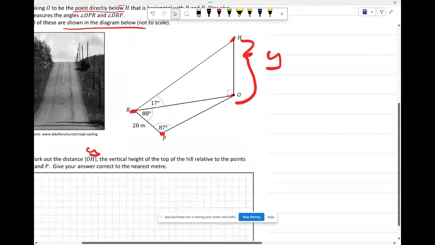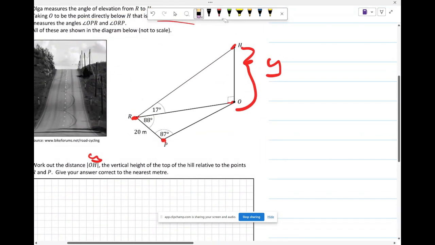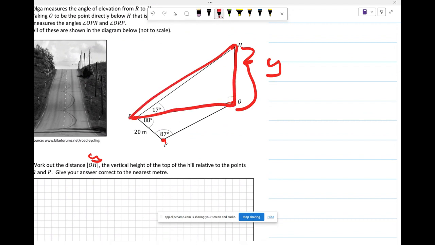Okay, same kind of story. How are we going to work backwards? We're trying to find Y. What do we know about the triangle Y is in? We know that it's a right angle triangle and we have an angle of 17 degrees. Okay, we know right angle triangles, if we have an angle, well, because we're in a right angle triangle, we can straight away figure out this angle.